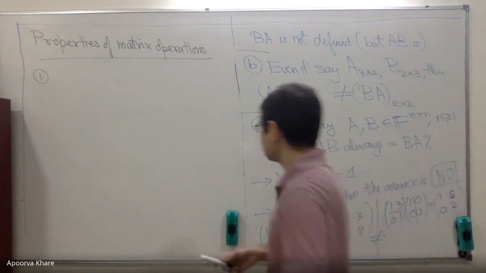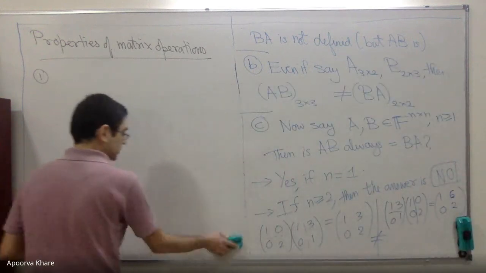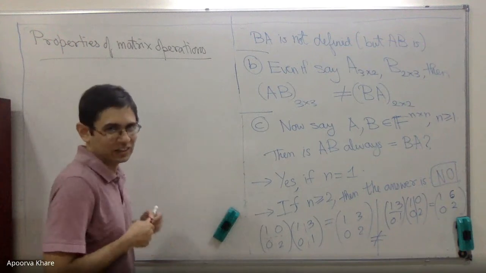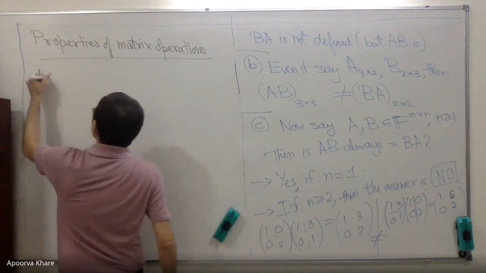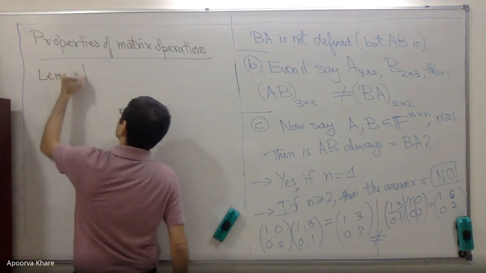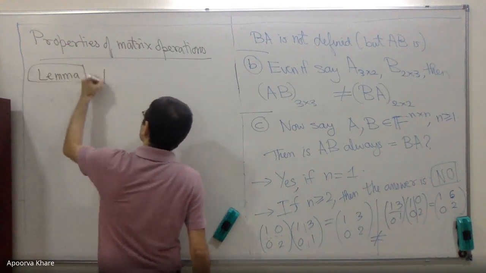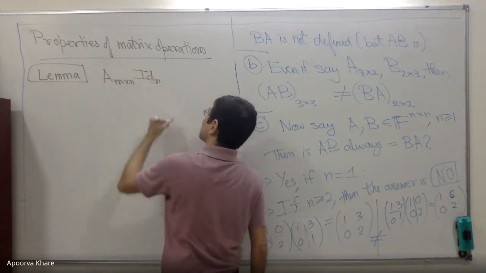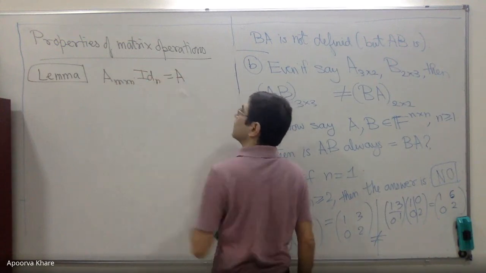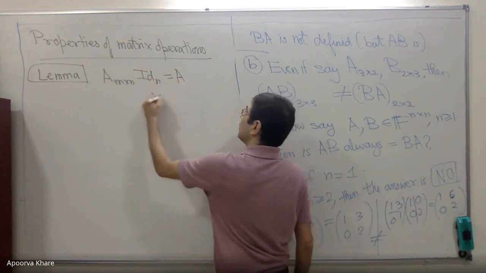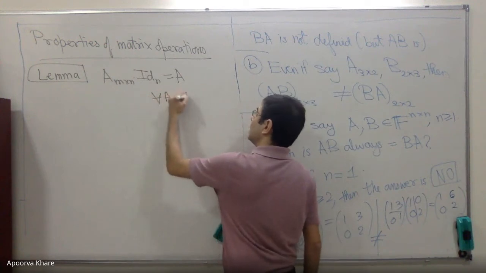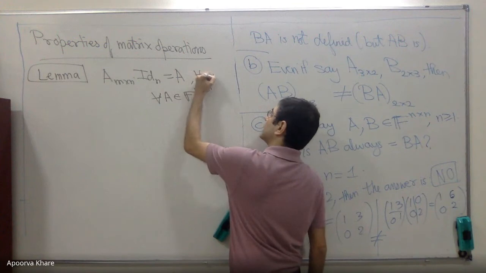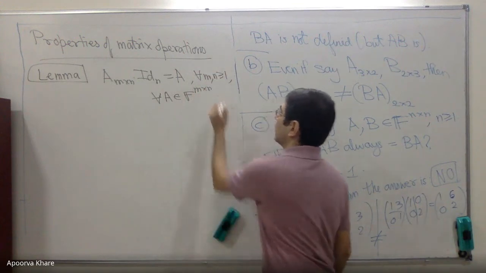So let me start with a lemma, just for fun. Remember there was this identity matrix, right? And I said that it was called the identity for a reason. So lemma: if you take A, which is m cross n, and multiply by the identity matrix, which is n cross n, then this is A. And this is true for all matrices A in F^(m×n), and for all integers m and n greater than or equal to 1.